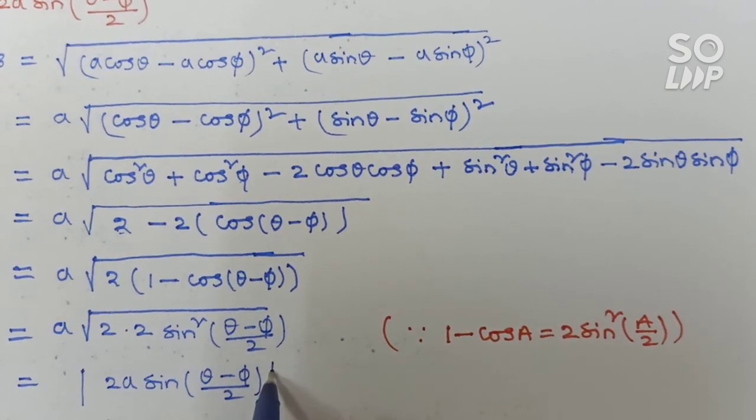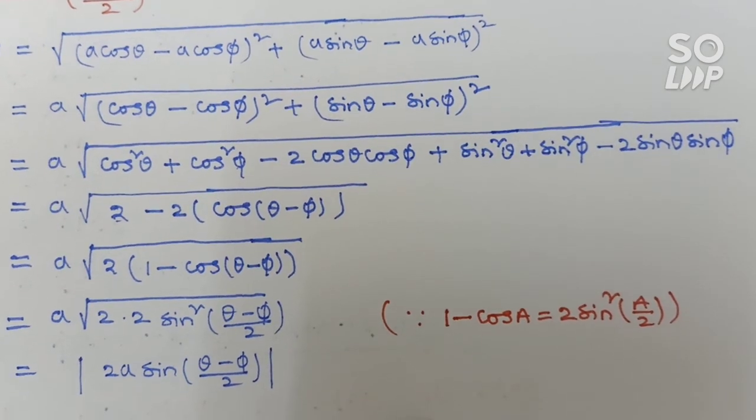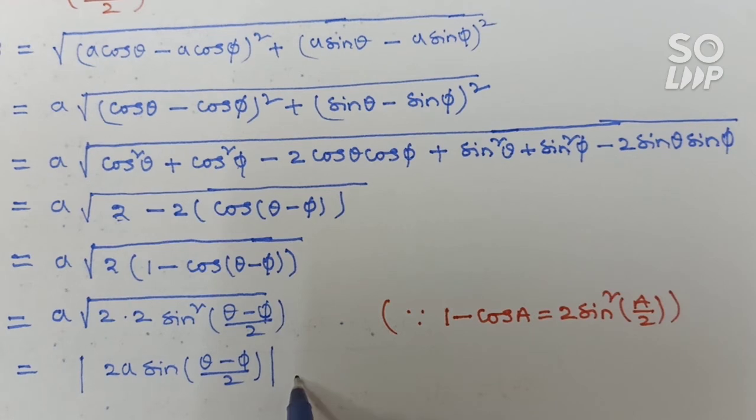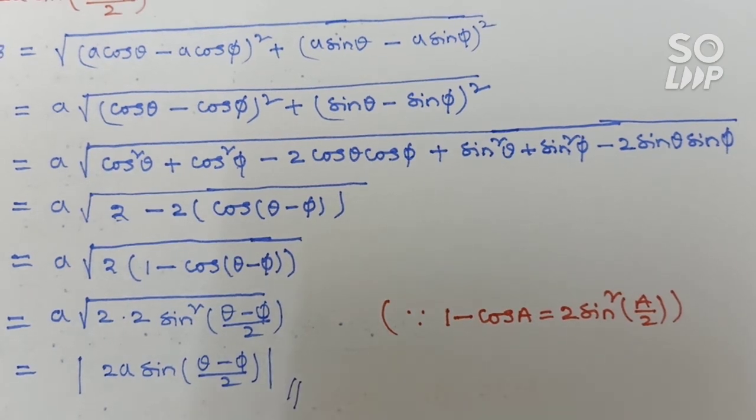This one is the distance between the given 2 points A and B. This is the solution. Okay, right? Next we will see another question.